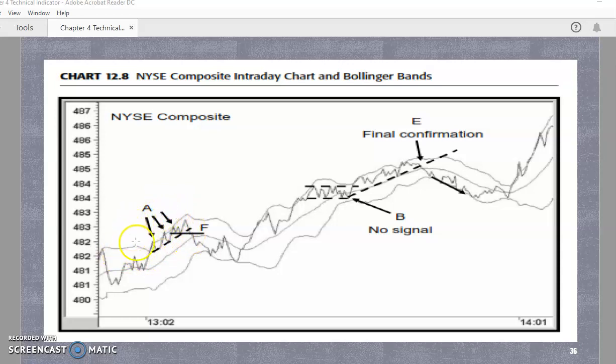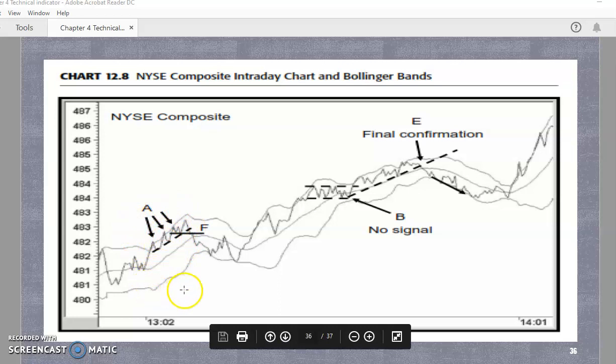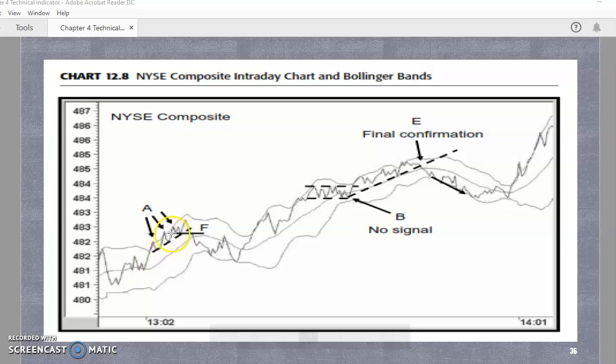The upper band can act as a resistance and the lower band can act as a support line. If you remember, when the price tests the resistance or the upper band and it fails to break out of the upper band, then the price will go down again and test the support line. Okay, so for example at point F here, this is the previous low.